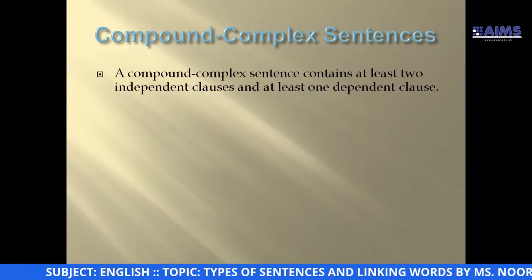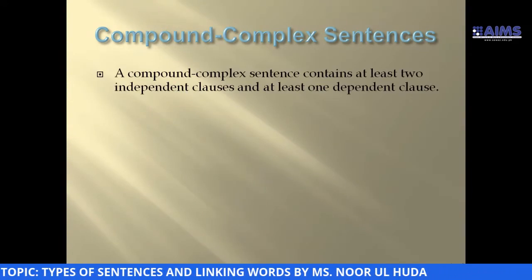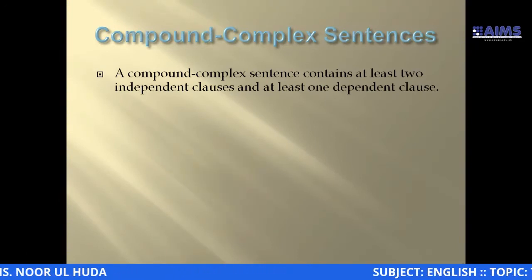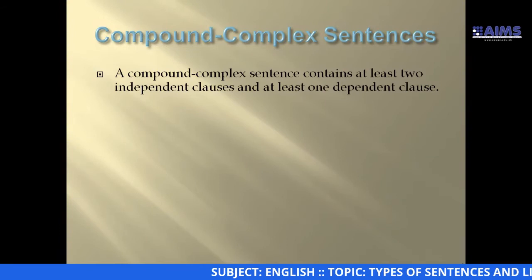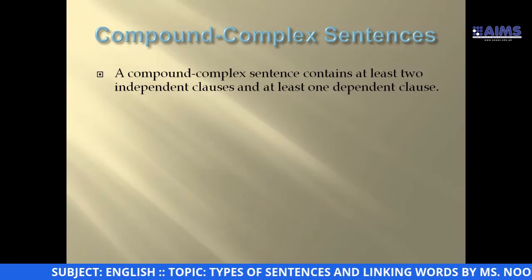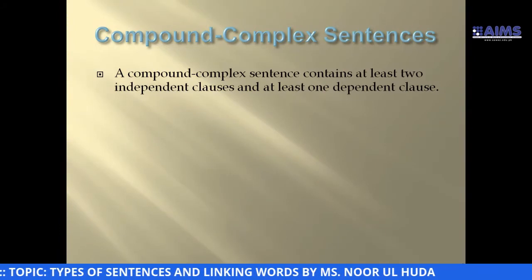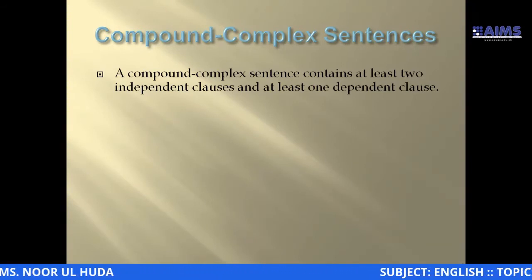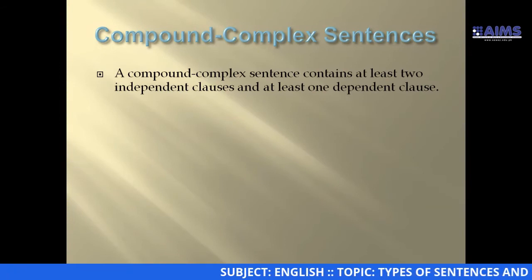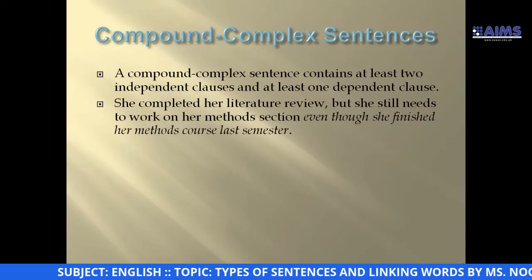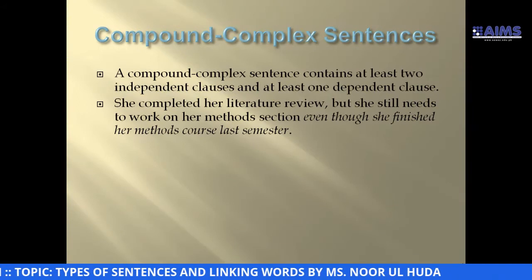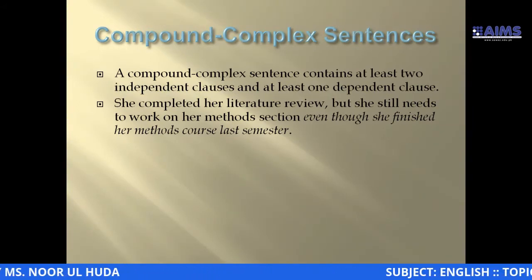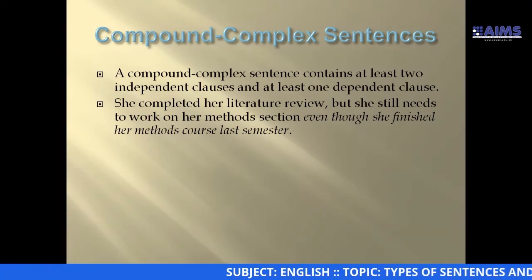Okay. Now, what is a compound complex sentence? A compound complex sentence contains at least two independent clauses and at least one dependent clause. So a sentence must possess at least two independent clauses and one dependent. She completed her literature review, but she still needs to work on her method section, even though she finished her methods course last semester.